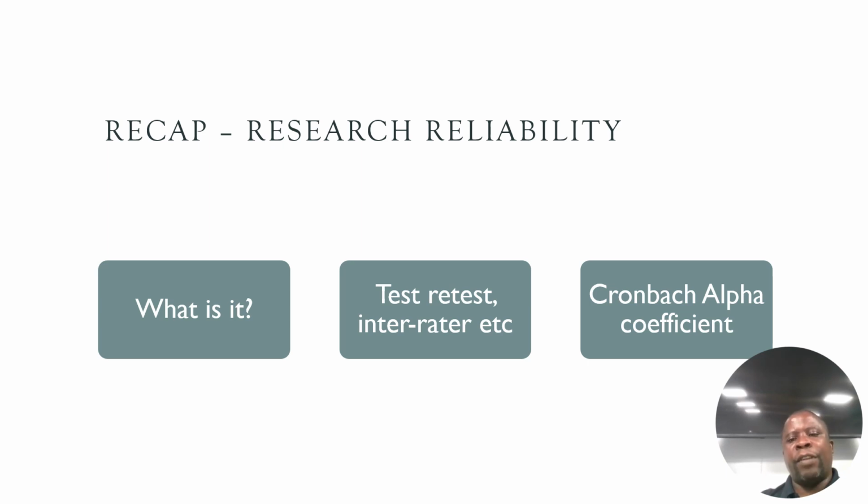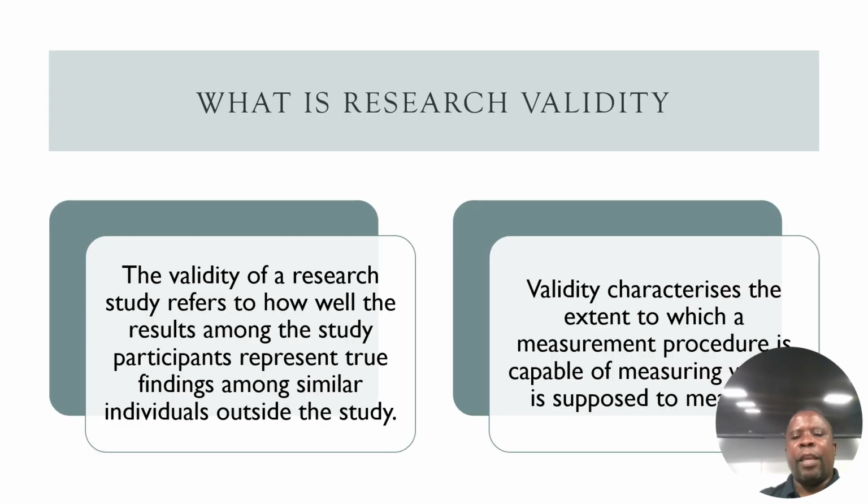So in the previous video, I talked about research reliability, what it is, and the types of reliability measures. And I also talked about the Cronbach's alpha. So if you have not listened to this video, I recommend that you go and listen to it.